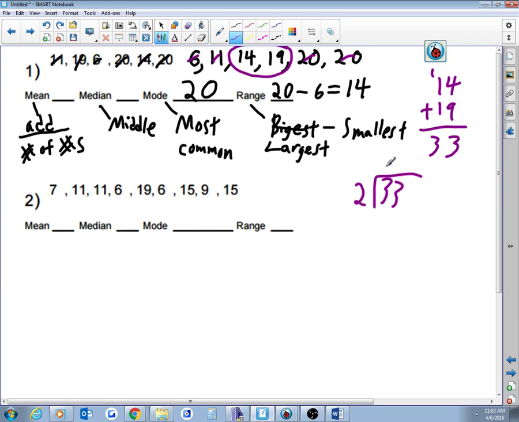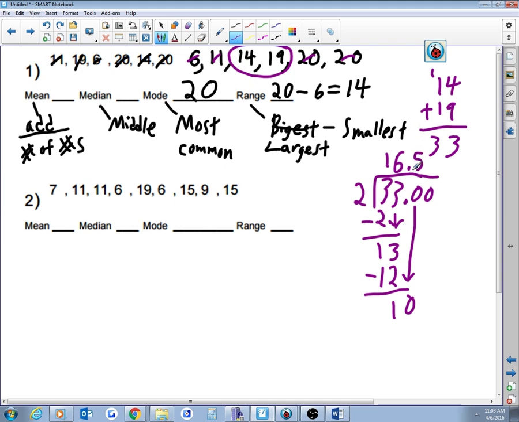2 goes into 3 one time. 1 times 2 is 2. 3 minus 2 is 1. Bring down this 3. 2 goes into 13 6 times. Now we're going to mark our decimal. Let's just add a couple zeros. Bring our decimal up. 6 times 2 is 12. 13 minus 12 is 1. And then we're going to bring down this very last zero that we need. 2 goes into 10 5 times. So our median is going to be 16.5.